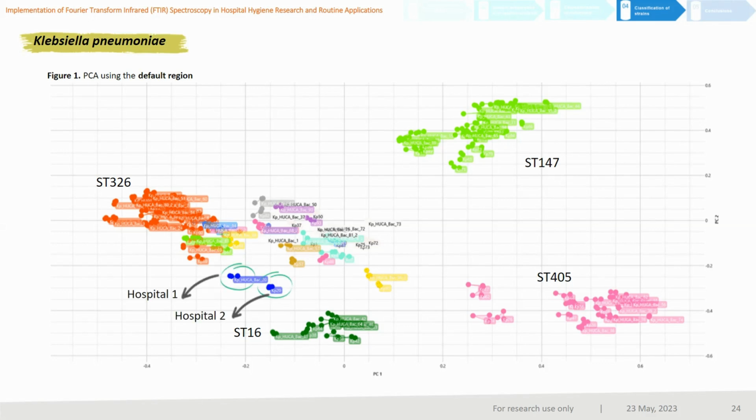For instance, this is the spectrum of strain number 20 analyzed in hospital 1, and over here we have the same strain analyzed in hospital 2. And the same happens for other isolates. The next step would be the creation of a classifier, as I have shown you before, and the addition of more isolates of these STs and maybe other ones.